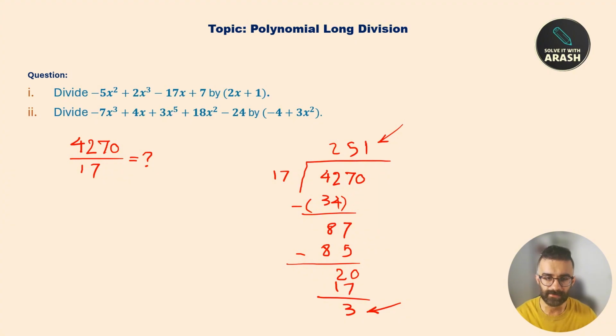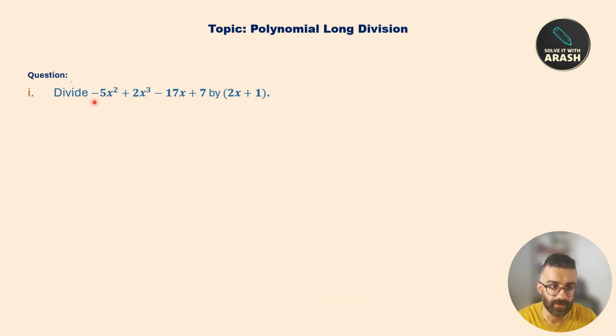Now let's use the same principles and apply it on polynomial long division. In the first example, we want to divide negative 5x squared plus 2x cubed minus 17x plus 7 by 2x plus 1. The first step is to draw the division frame and write the dividend and divisor. But we need to make sure that these two are written in descending order of their degrees.